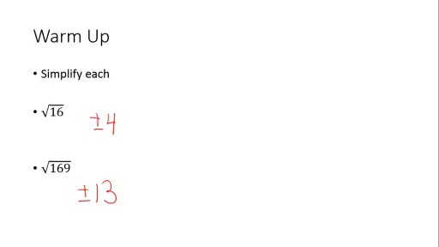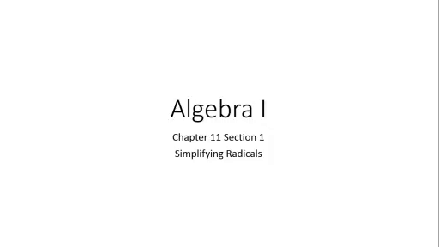Okay, so you end up with plus or minus 13 on that one, because again, 13 times 13 or negative 13 times negative 13 gets you 169. Okay, so that's the perfect squares, but now we're going to be looking at what if they're not perfect squares? And these square roots are called radicals because they're not just square roots. Sometimes you have cubics and fourth roots and so on and so forth.